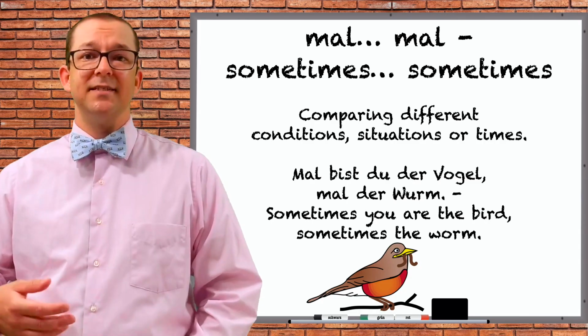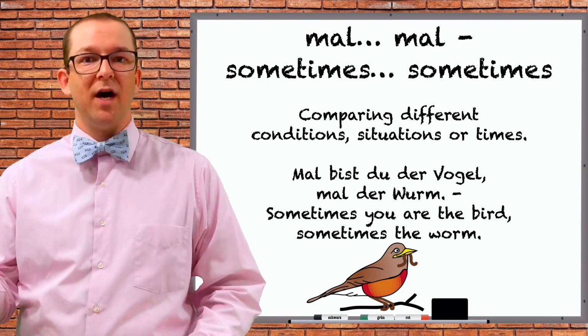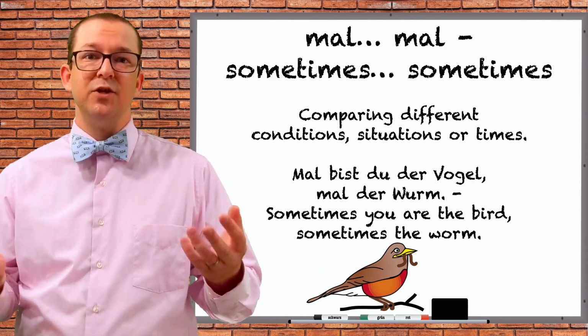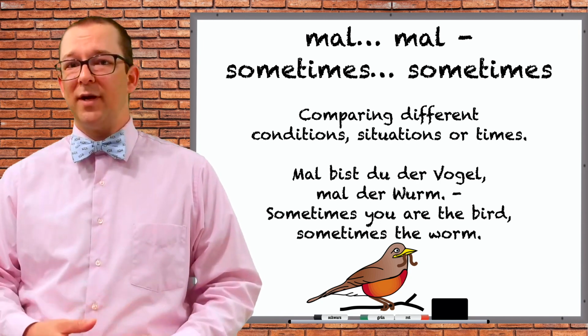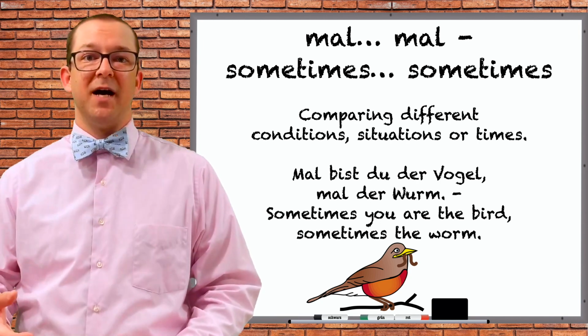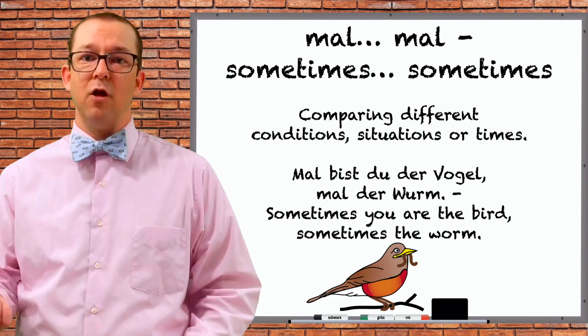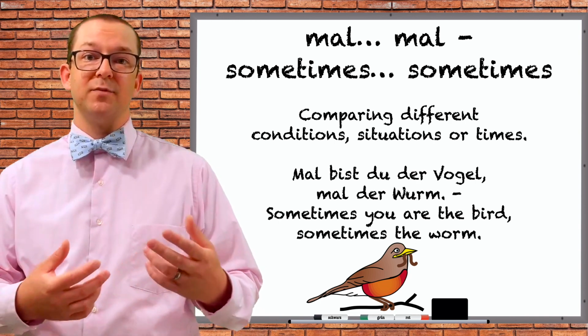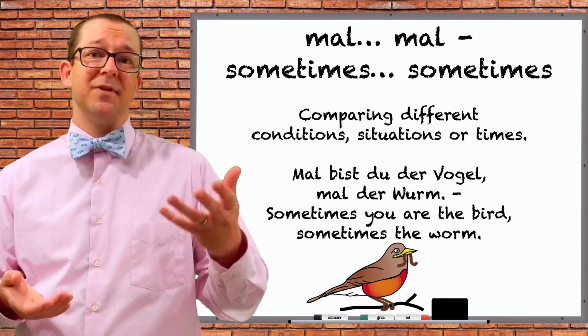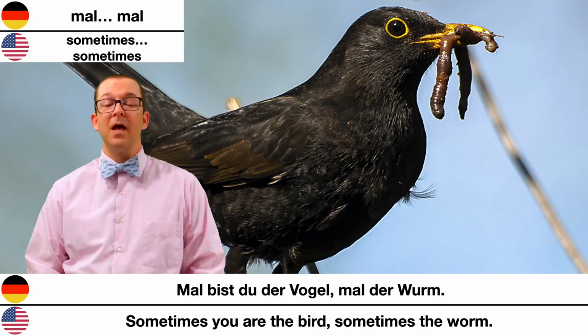If you want to say that sometimes an event goes this way while at other times it goes that way, you need the word mal, twice. On its own, mal generally translates as once or sometime. When you put it at the beginning of each clause, it pushes the subject to the other side of the verb and shows the contrast between sometimes this and sometimes that. For example, mal bist du der Vogel, mal der Wurm. Sometimes you're the bird, sometimes the worm.